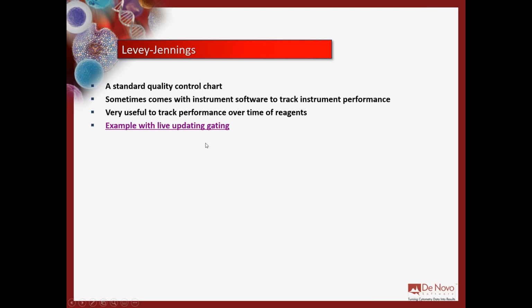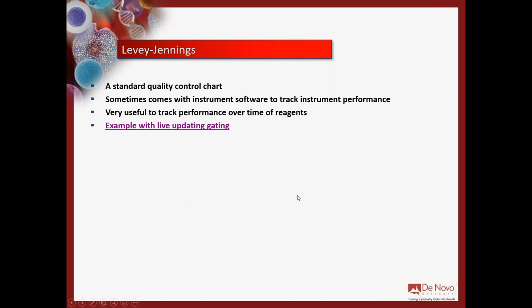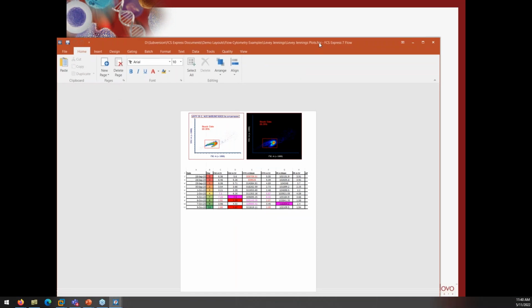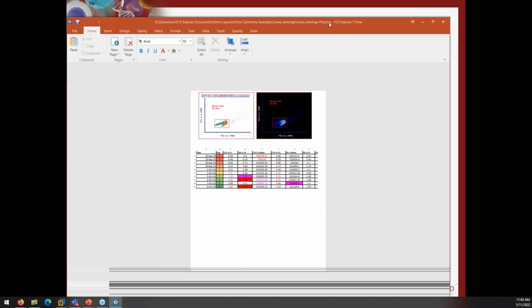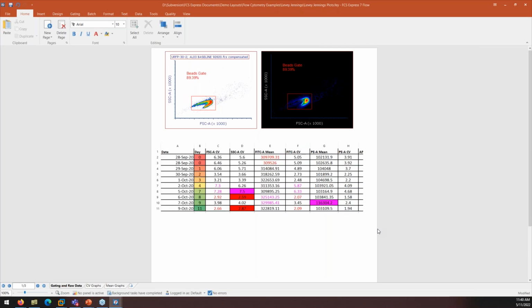Okay. One of the other unique things that we have are integrated live updating Levey Jennings graphs within the software itself. Many instruments do have Levey Jennings graphs that come with them that are usually used simply for instrument validation, and they're kind of hard-coded to your daily QC that you do on the instrument. With FCS Express, you can build Levey Jennings graphs of any statistic, anything that you want to track at all.